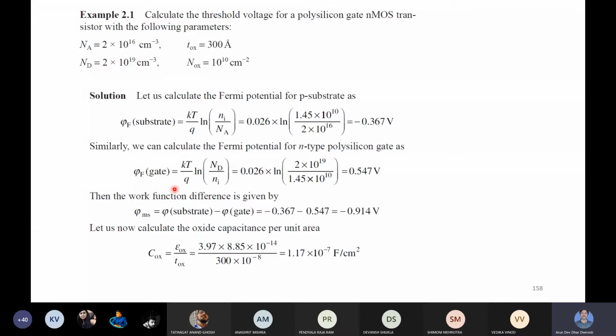And this Fermi potential calculation for the substrate is clear. Then for the gate, this is the formula for the N plus polysilicon, which is the gate: kT by q ln Nd by Ni. Here Nd is given for the polysilicon: 0.026 ln of 2 into 10 power 19 divided by 1.45 into 10 power 10. Ni is the intrinsic concentration, taken the same for both silicon and polysilicon. So it is coming around 0.547 volt.